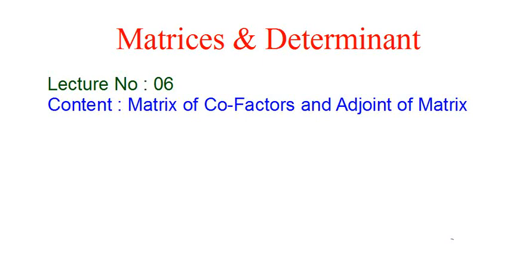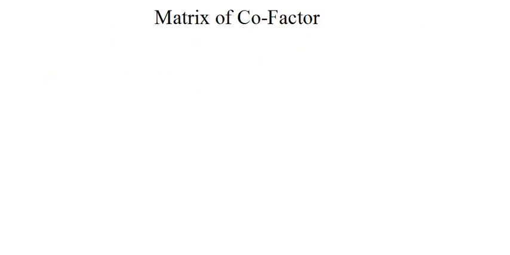Hello students, this is lecture number 6 and we are studying matrices and determinants. In this lecture, we will study how to find the matrix of cofactors and the adjoint of a matrix. Firstly, we will see how to find the matrix of cofactors.